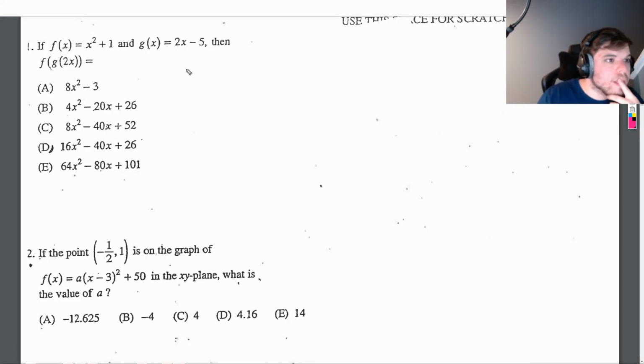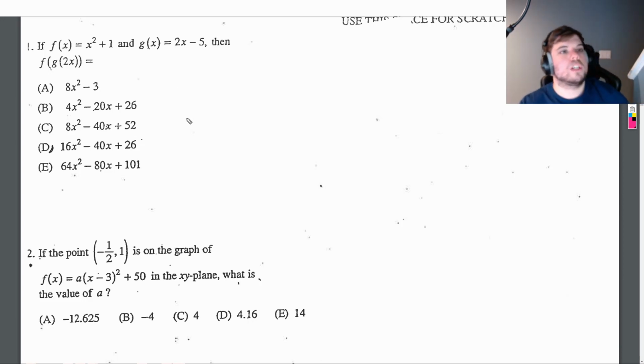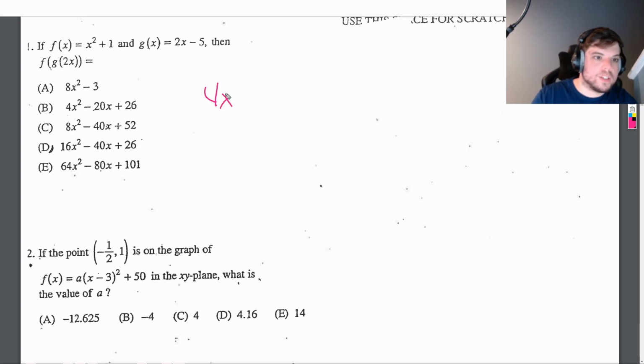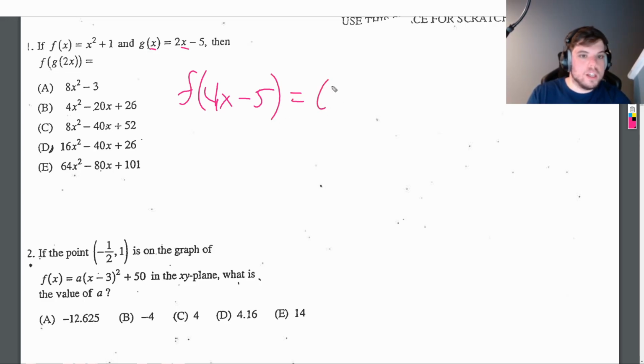Okay, number 11. If f of x is x squared plus 1 and g of x is 2x minus 5, then f of g of 2x. Ooh, that's a little ugly. All right, let's figure it out. So g of 2x is 4x minus 5. You just plug in anywhere you see an x, you're now plugging in a 2x. We're now taking f of 4x minus 5, which is 4x minus 5 squared plus 1. None of these answer choices quite match this. Looks like we're going to have to FOIL that one out.